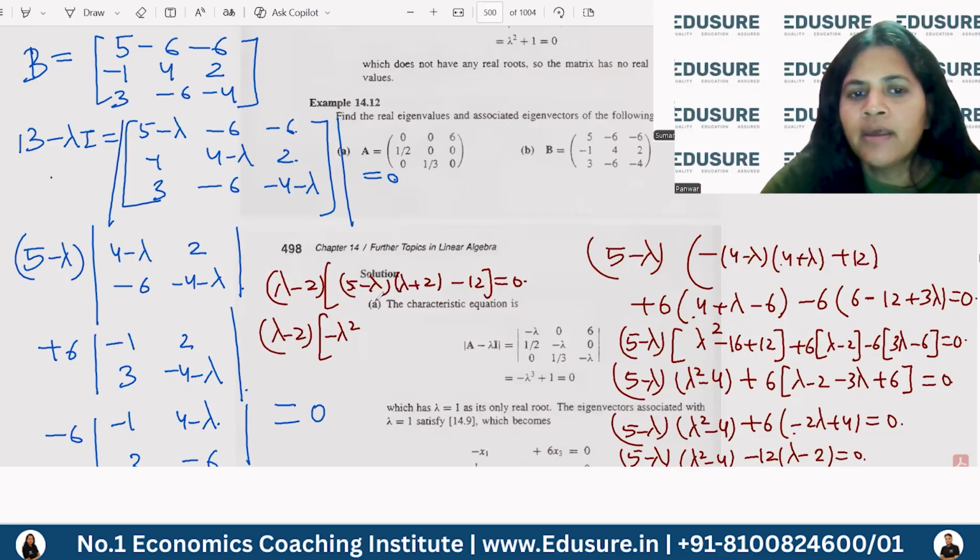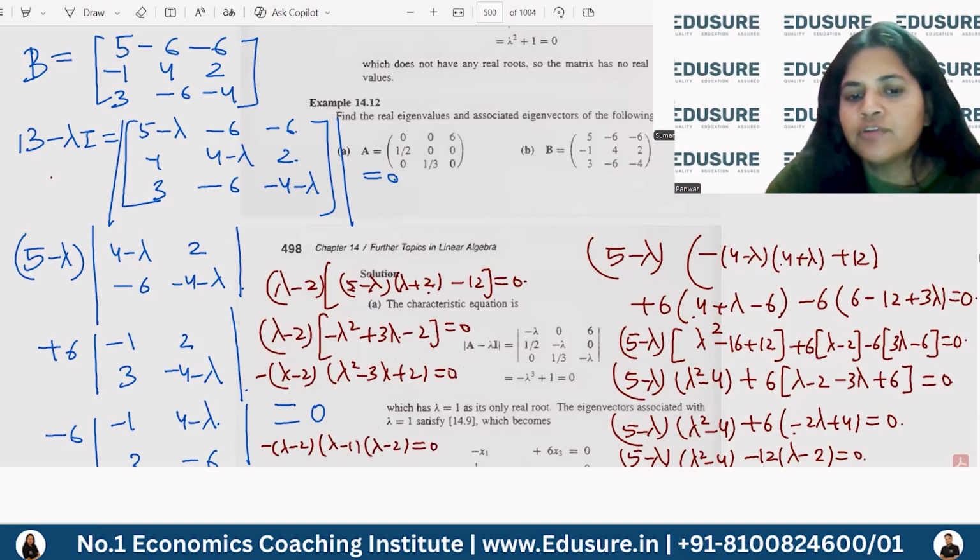So minus lambda square, then 5 lambda minus 2 lambda is 3 lambda, and then 10 minus 2 is equal to 0. So lambda minus 2, take the negative sign out. Lambda square minus 3 lambda plus 2 equals 0. So minus (lambda minus 2)(lambda minus 1)(lambda minus 2) equals 0. So the eigenvalues are 2, 2, 1.